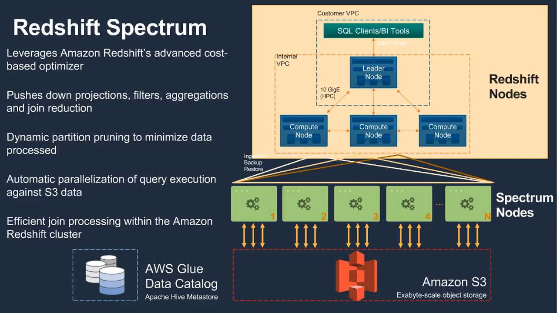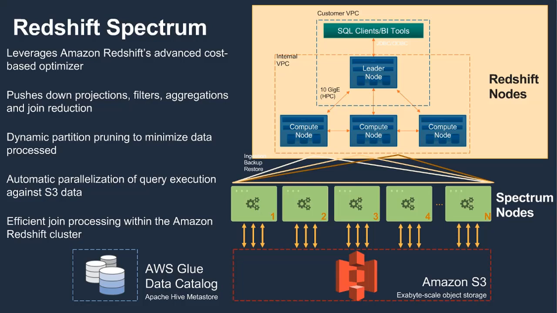It leverages things like pushing the predicates all the way down when possible to be able to limit the amount of data returned. Things like group bys could be done at the lowest level nodes before bringing the data back up. And various optimizations to be able to really optimally query your data as it lives on S3.